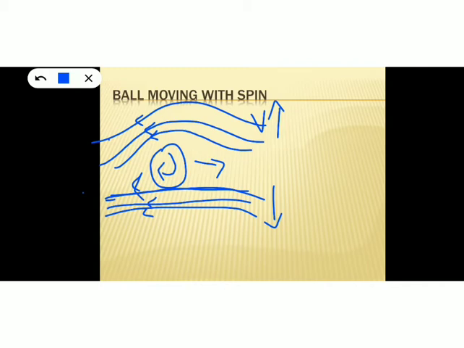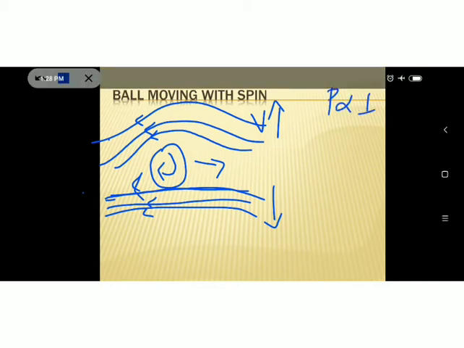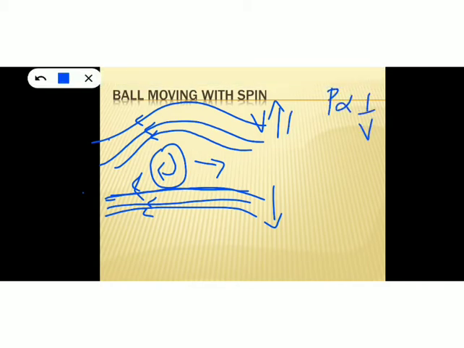As per Bernoulli's principle, pressure is inversely proportional to velocity. So as velocity increases, pressure decreases. Above the ball, velocity is more, so pressure decreases. Below the ball, velocity is less, so pressure will be more. So there will be a pressure difference, and due to this pressure difference, air flows from the more pressure region to the lower pressure region. Here the pressure experienced is more in the lower portion of the ball.